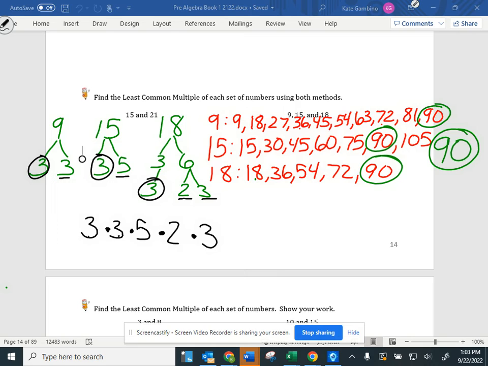3 times 3 is 9. 9 times 5, 45. 45 times 2.